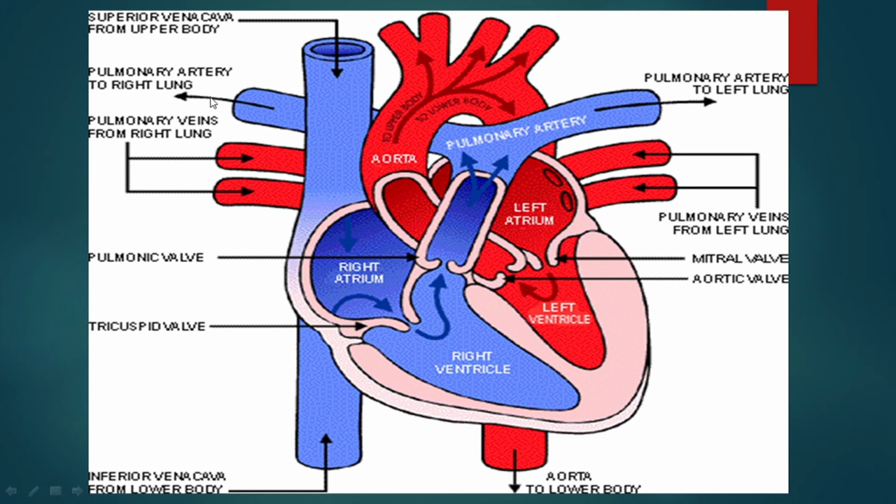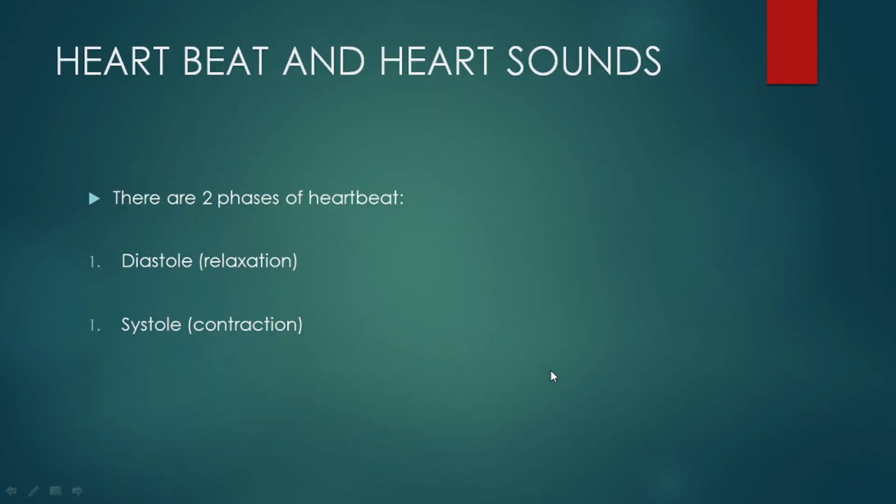After the blood gets oxygenated, it enters the heart through the pulmonary vein. At the same time, the left atrium contracts and forces the blood to enter the left ventricle through the mitral valve. It is also known as the bicuspid valve. From the left ventricle, through the aortic valve, the oxygenated blood enters the aorta, and from the aorta the oxygenated blood goes to the entire body, to the upper and lower parts of the body.